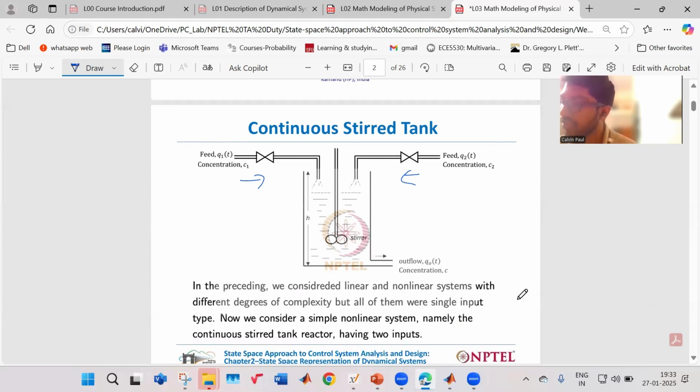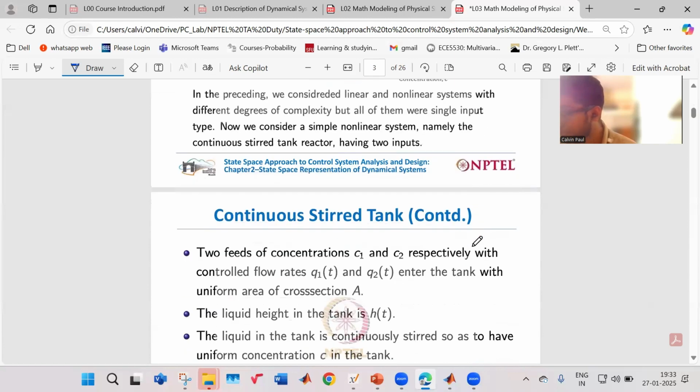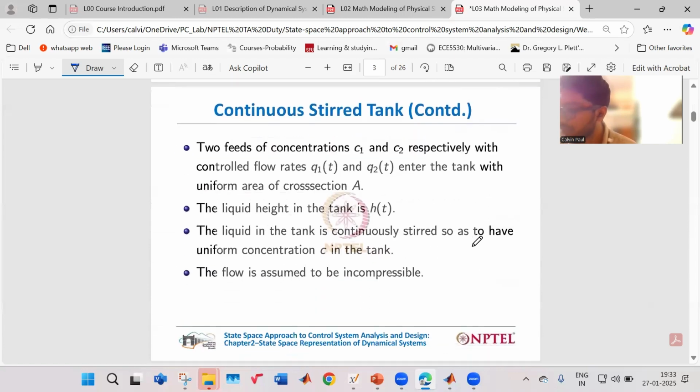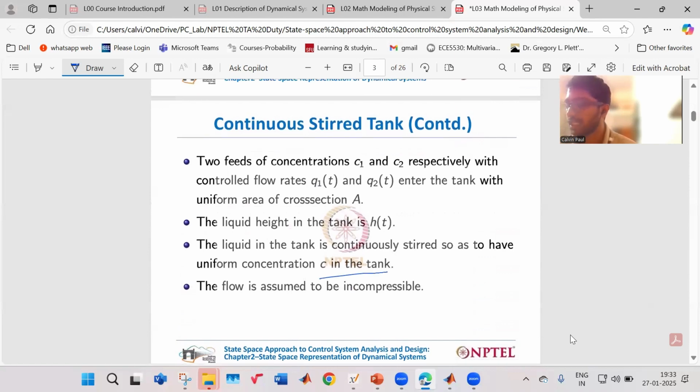So now, if you see over here, there are two inputs and there's an outflow, which is one output, and the concentration C is also an output. It is stirred in such a manner that they will have uniform concentration in the tank. This is something which they want to get. A uniform concentration in the tank is assumed.